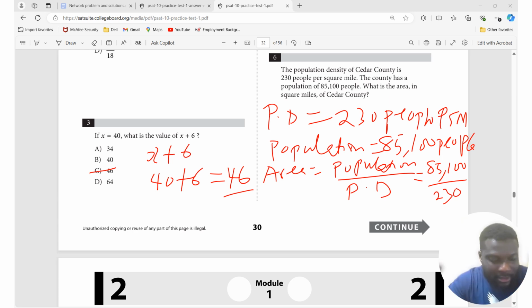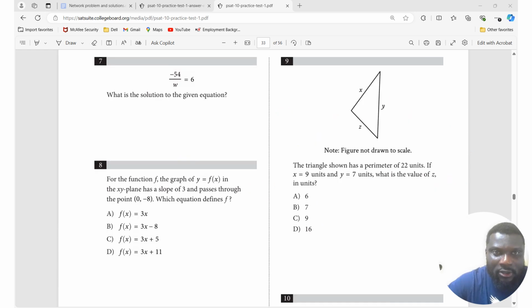Once you do that, what would that give us? Let's calculate that and see what the answer will be. 85,100 divided by 230 will give us 370. So the answer is 370 square miles for that question. So that is how you can calculate this kind of question. Okay, now let's go to the next slide and see what we got there also.